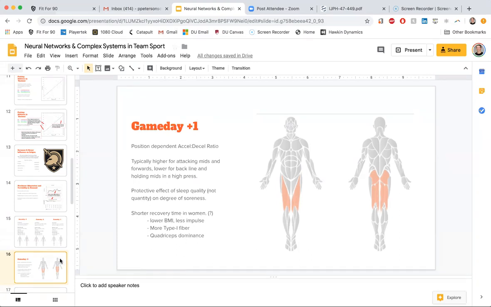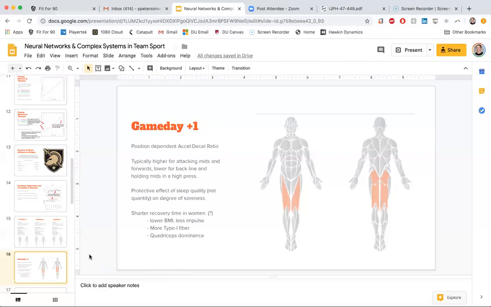It's worth noting that for these game day plus ones, you might have a little shorter recovery time in women. A couple reasons that I would posit: probably a little bit lower BMI, or less impulse. You know, mass moves mass, right? And there's less to be done when you're looking at a lower center of mass, lower gravity, and a lot less bone mass density to overcome its own inertia.